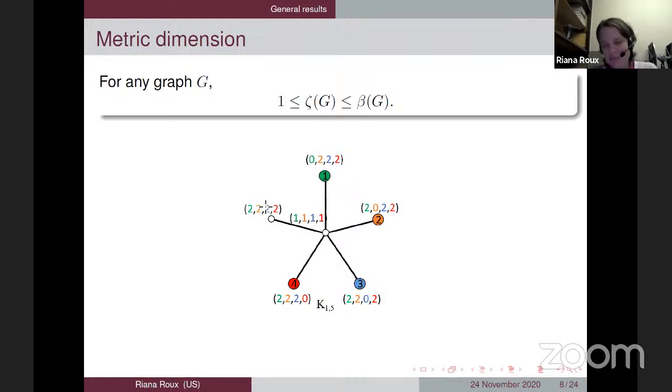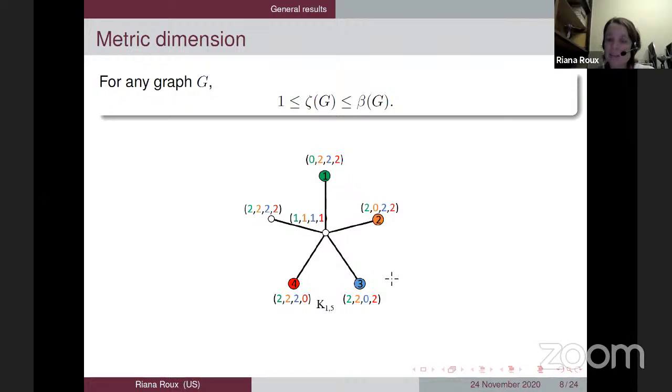Different distance vectors. In this case, you can see that every single one has a different distance vector, and therefore the metric dimension of a star is equal to 1 less than the number of leaves. So in general, if we have a star K_{1,s}, it is s-1.